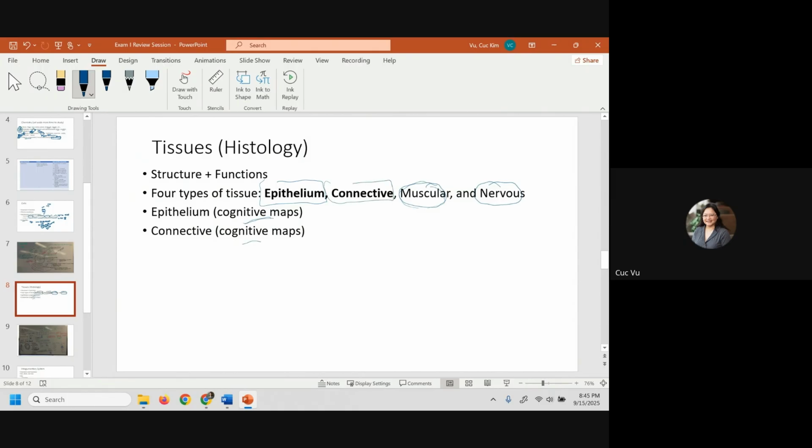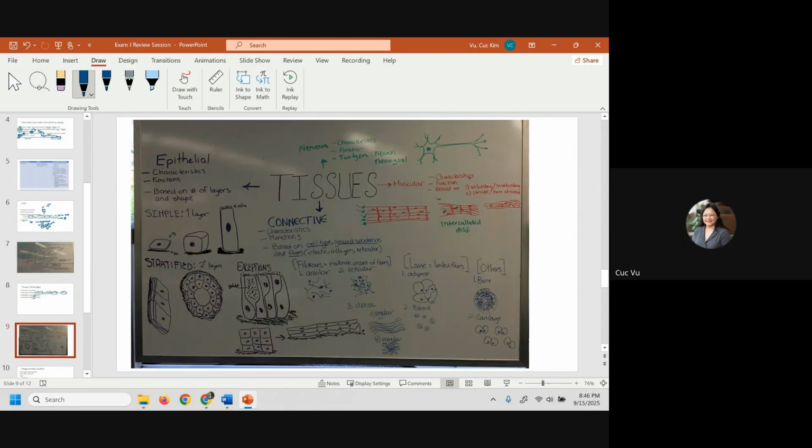Do cognitive maps. This is a lot of memorization. And that's why a lot of times students struggle in this one, because there's just so many different types of connective and so many different types of epithelium. So cognitive maps are the way for sure to go for this content. I'm going to show you this. This is also an in-class drawing that I made for my class. You can see that of the tissue types, there's epithelial here. There's connective here, a little bit on nervous here, and a little bit on muscle here.